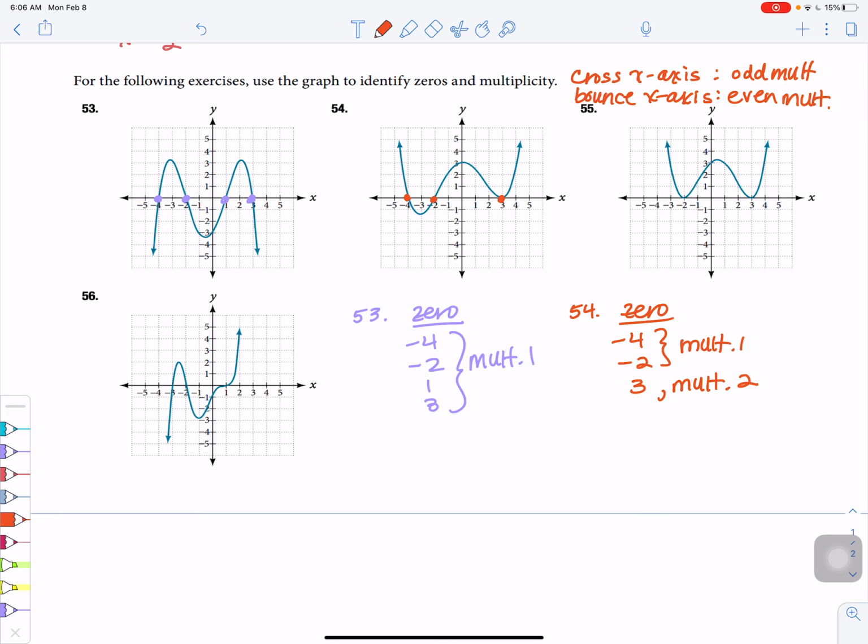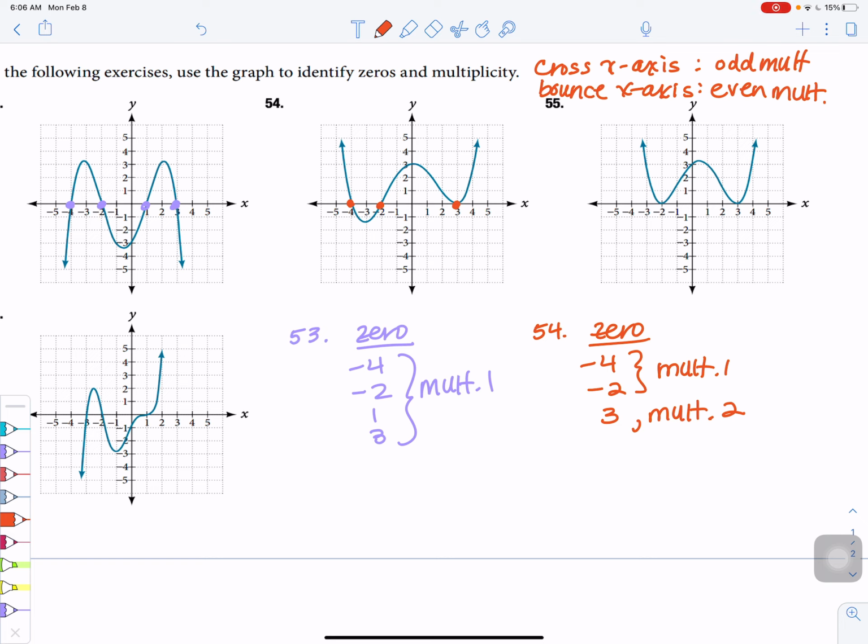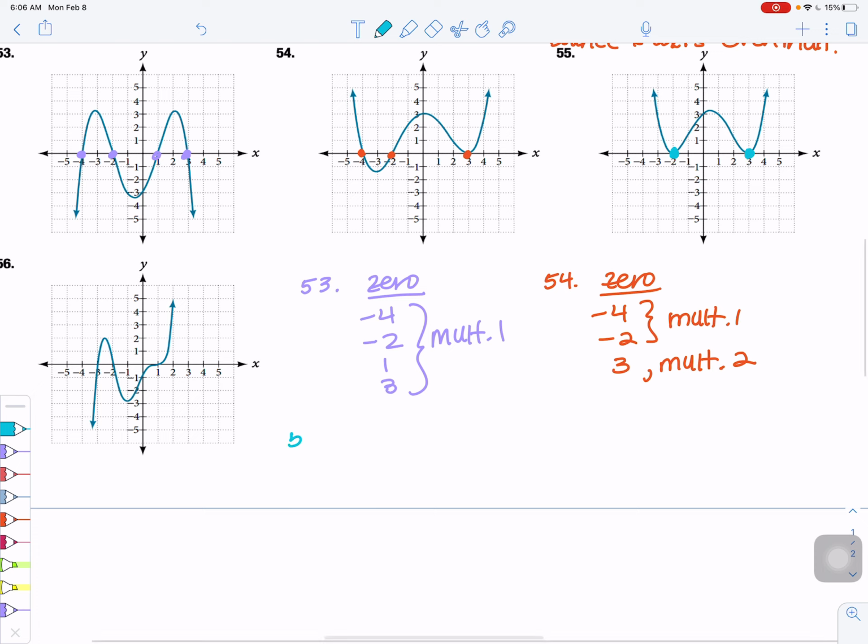Okay, look at 55. So in 55, I'll go ahead and switch colors again. How about blue this time? -2, that is a multiplicity of 2, and 3, that is a multiplicity of 2 as well. So in number 55, we have a 0 at -2 with multiplicity 2, and at a +3 with multiplicity 2.